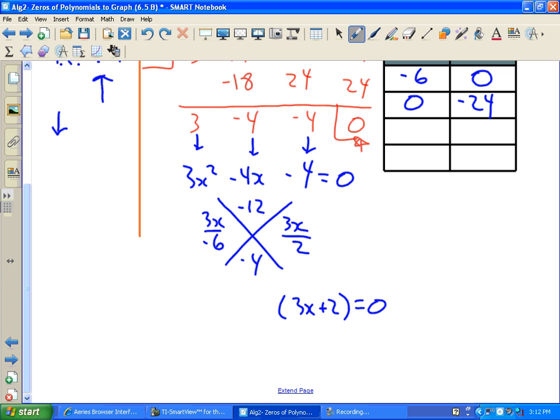3x over negative 6, I can reduce. I got a factor of 3. 3 goes into 3 once. 3 goes into negative 6, negative 2. That is x minus 2.